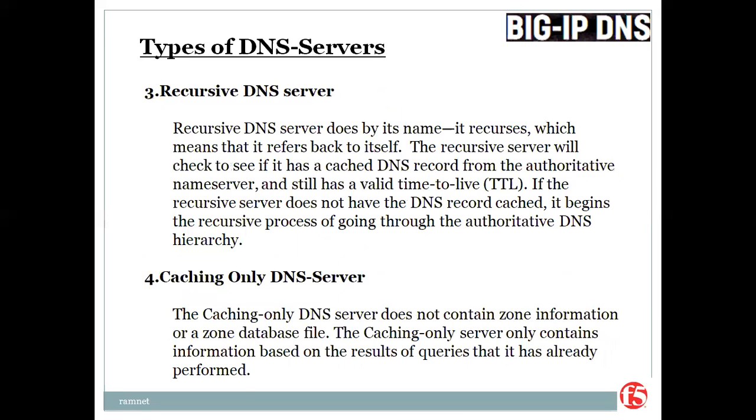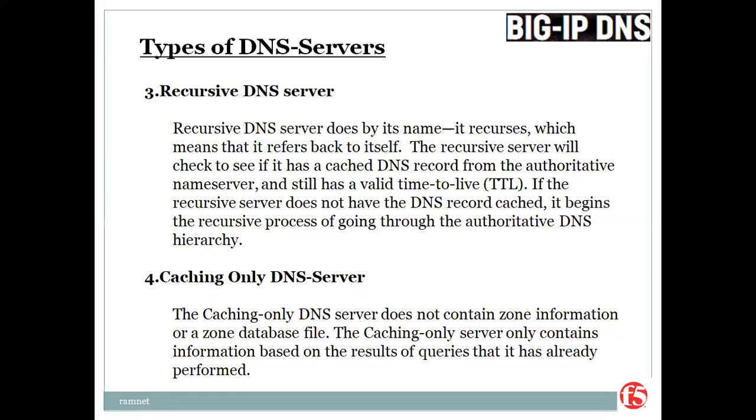The next one, recursive DNS server. A recursive DNS server, by its name, recurses, which means that it refers back to itself. The recursive server will check to see if it has a cached DNS record from the authoritative name server and still has a valid time to live. If the recursive server does not have the DNS record cached, it begins the recursive process of going through the authoritative DNS hierarchy.